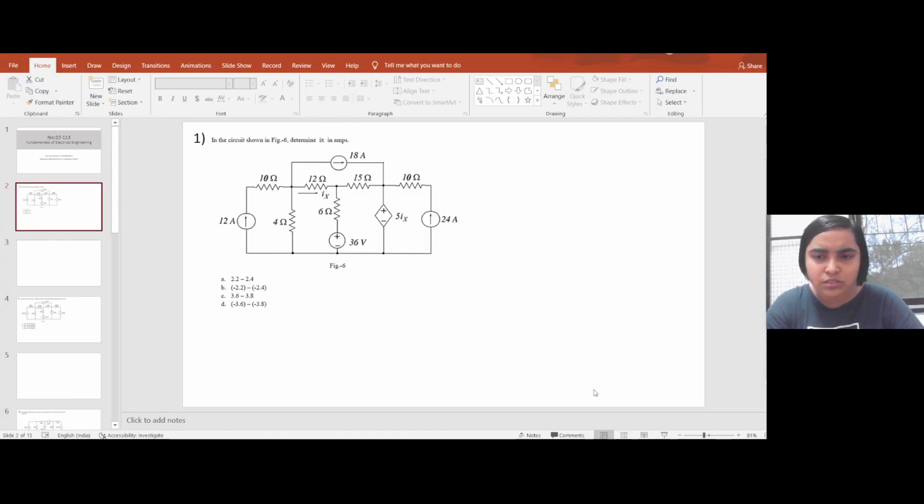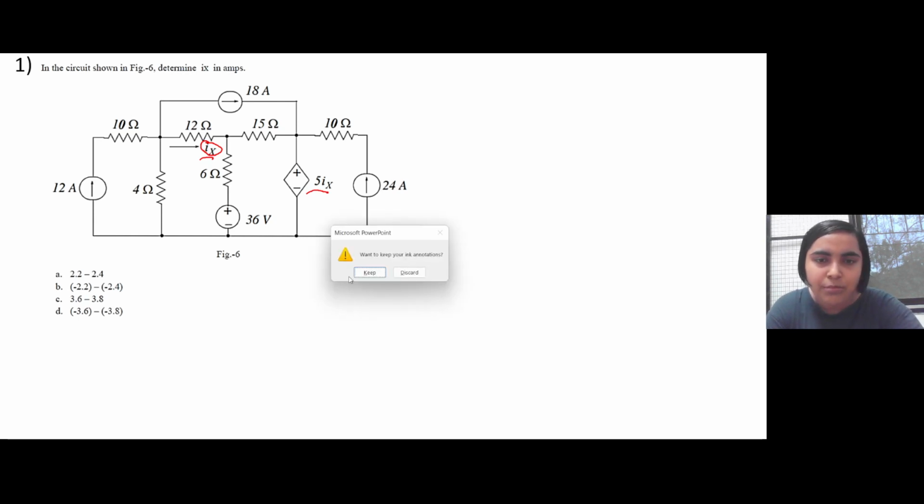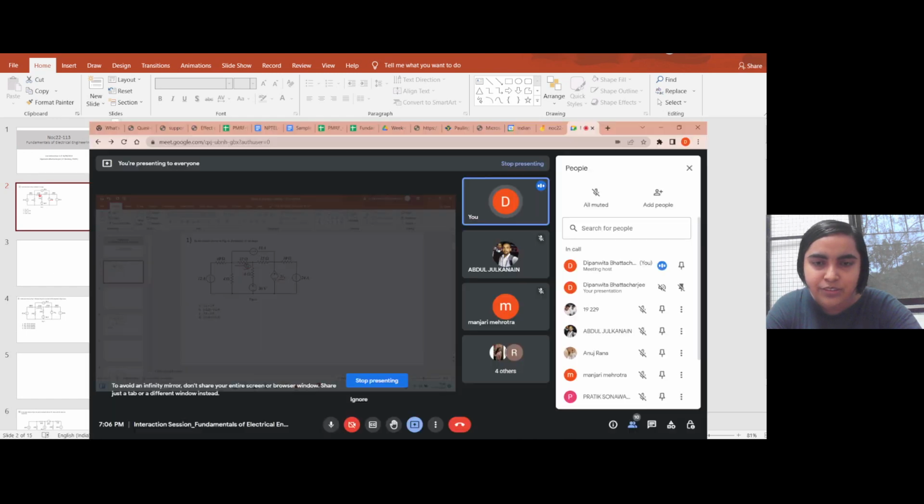Okay, so let's dive into the problems. The question that is given here is a circuit with a few branches, most of them in parallel with each other, and you have to find this current ix, which has a dependent voltage source that depends on this current ix. So you have to either use KCL, KVL, or mesh analysis in order to compute this, right?